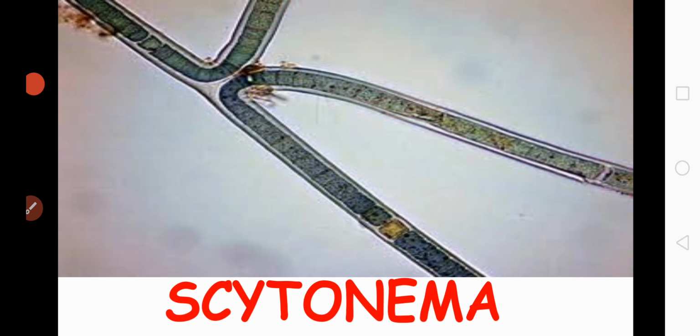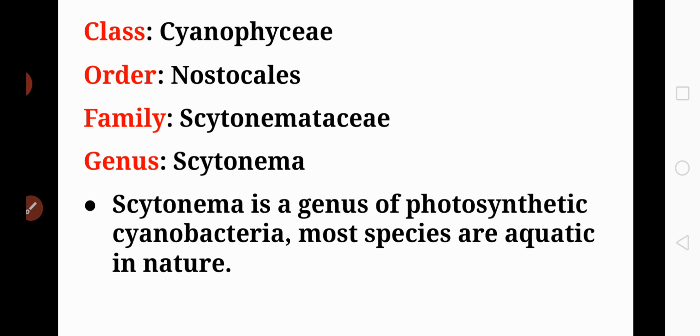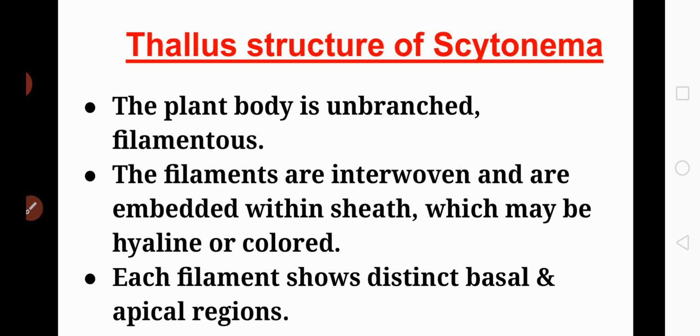Moving on to the last member, that is Cylindrospermum, or Scytonema. It is placed under class Cyanophyceae, order Nostocales, family Scytonemataceae, and genus Scytonema. So Scytonema is a genus of photosynthetic cyanobacteria and most species are aquatic in nature. The thallus structure is like this.